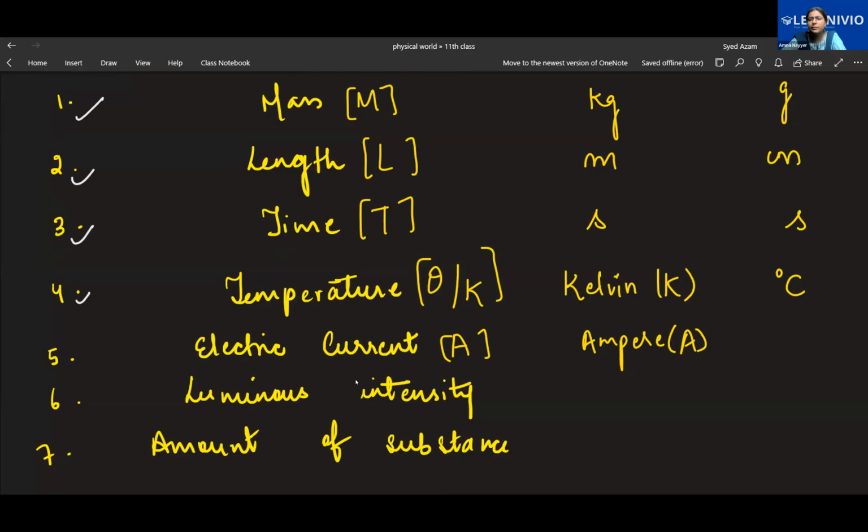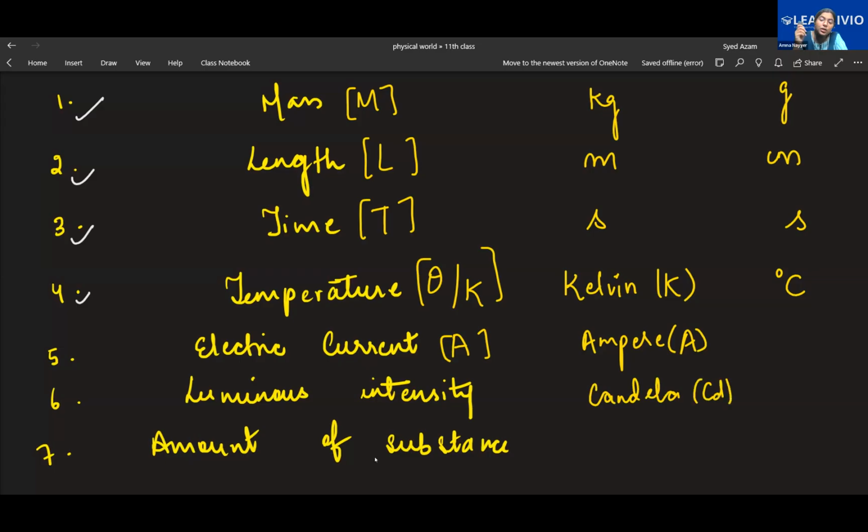Luminous intensity basically means, like this tube light is switched on right now. So what's the intensity of this light? It's very intense, very bright light, or low dim light. So that is luminous intensity. Its unit is candela. Again, I'm saying no need to remember this also.